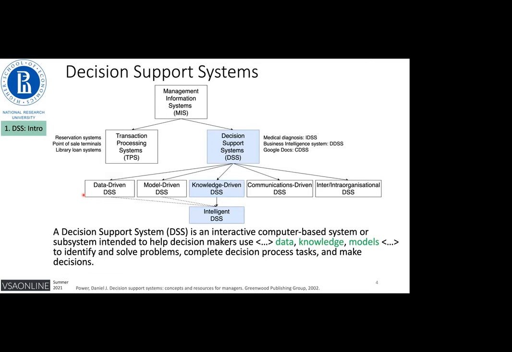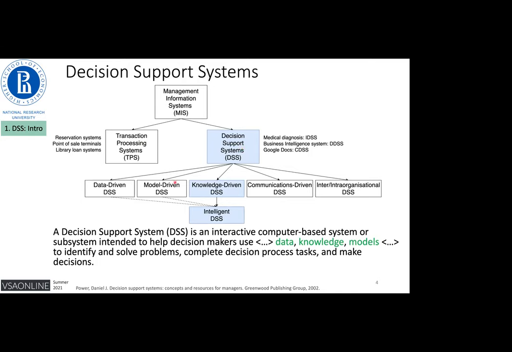So the decision support system, the definition you can find on the slide. Here I want to highlight that a decision support system is intended to help decision makers to make their decisions by using data, knowledge, and models. So these three elements will be critical for the talk today. And also, if we take a look at where decision support systems live, they are a natural part of the management information systems, being on the same level as the transaction processing systems. But the key difference is that TPS is a mostly automated collection of data, non-structured data, and a decision support system is an interactive system that helps decision makers to make the decision.